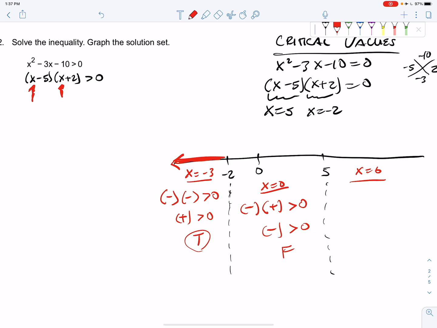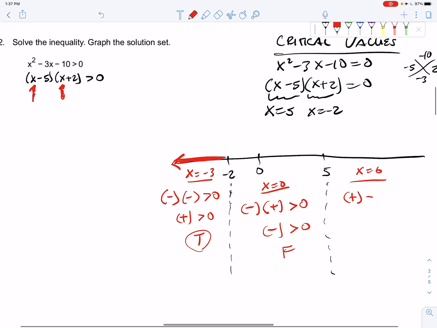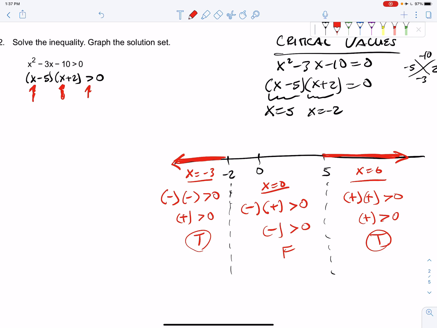Plugging 6 back into these problems again, we get 6 minus 5. Well, that's positive. 6 plus 2, that's positive. A positive times a positive is positive. Is a positive greater than 0? That's true, so we shade this region. Now we can see that this is not equal to, so this is going to be open.